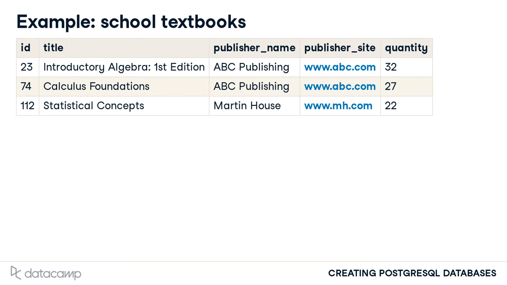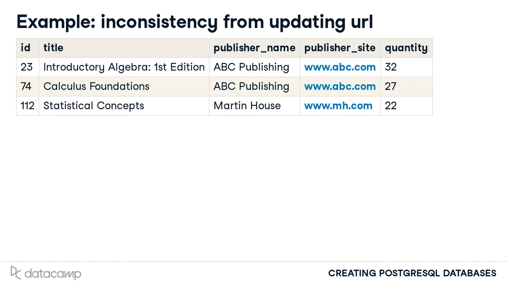We will now explore why such a table structure is problematic. Imagine that ABC Publishing decides to update their website URL. This sample only shows 2 of the 20 textbooks from this publisher that are stored in this textbook table. Updating the publisher_site column will require multiple table rows to be updated. In the case that the website URL update is not properly applied to every relevant row, a risk exists that the website URL for ABC Publishing could become inconsistent across rows. Here the publisher site is different for the same publisher when comparing rows 23 and 74. Storing the URL in a single record is preferable because only one record would require an update.